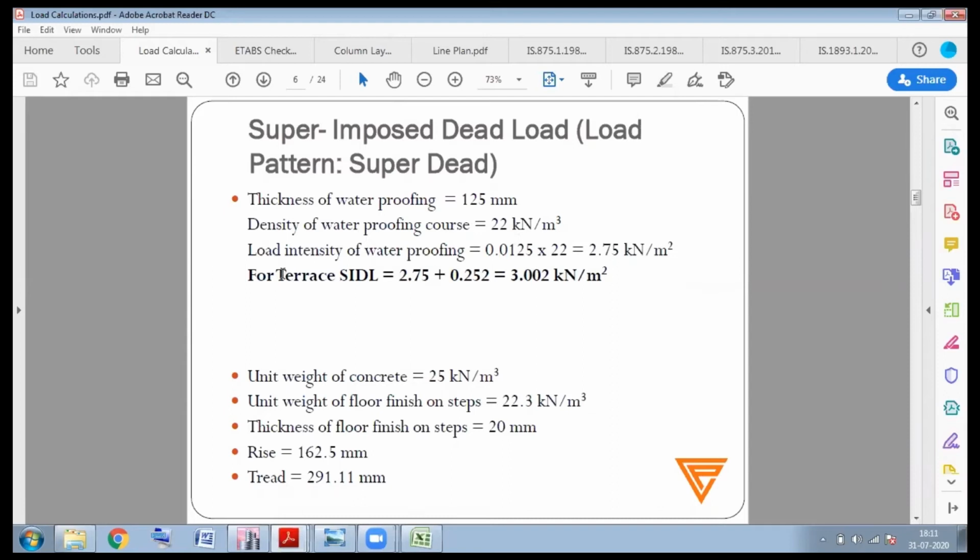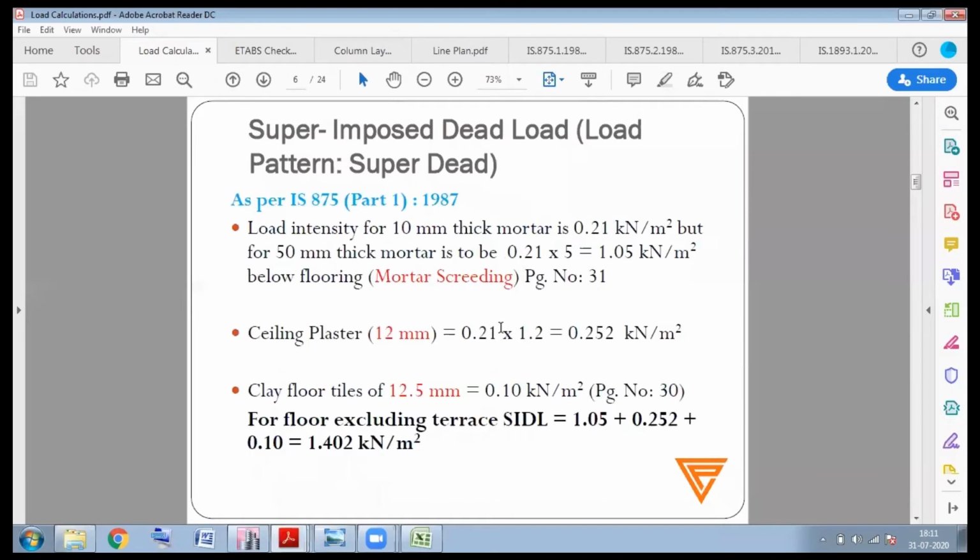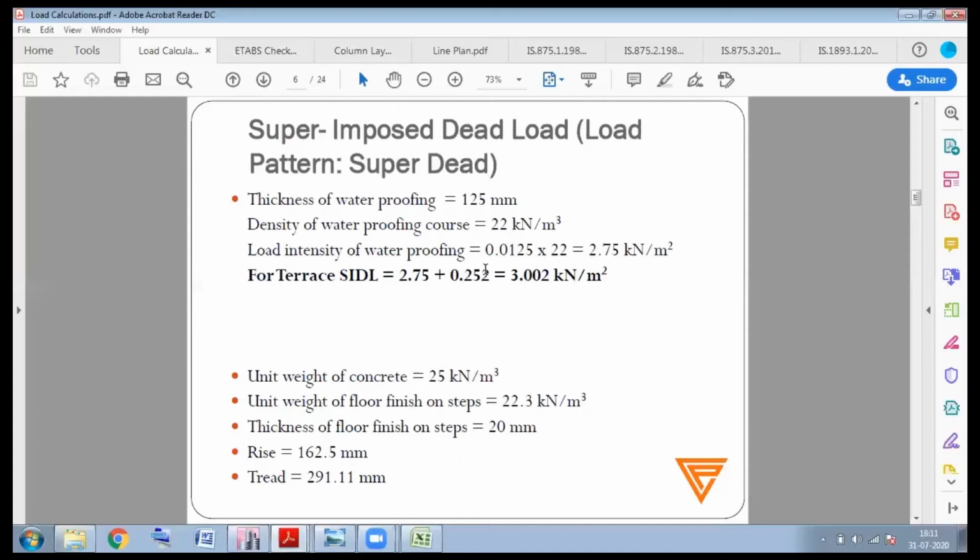So the total dead load acting upon the terrace slab is 2.75 from the waterproofing, and 0.252. 0.252 is nothing but the ceiling plastering. Even if it is a terrace slab, the bottom surface is called the ceiling, so the ceiling load is also calculated here. So the total load on terrace is 3.002 kilonewton per meter square. And the next one, we are going with the staircase.